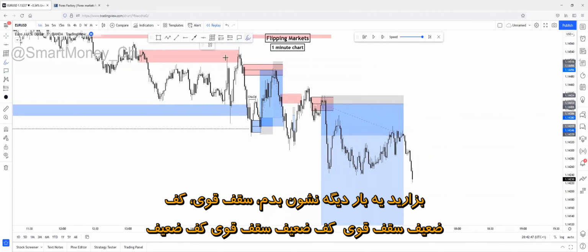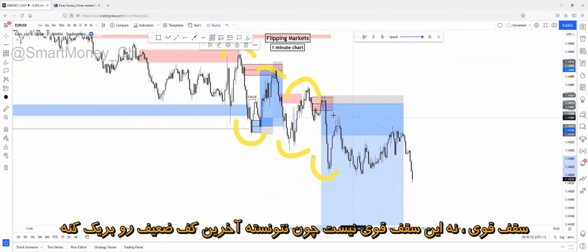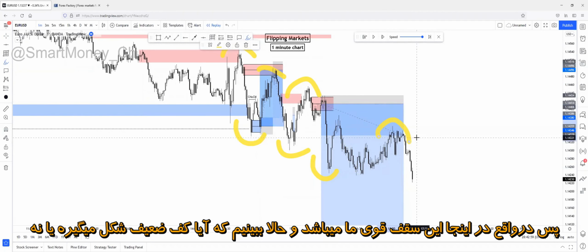Let me just mark it out once again. Strong high, weak low, strong high, weak low, strong high, weak low. Yeah, strong high. No, sorry, not the strong high. This couldn't break below the last weak low. So basically in this case, this is our strong high. And let's see if a weak low forms.